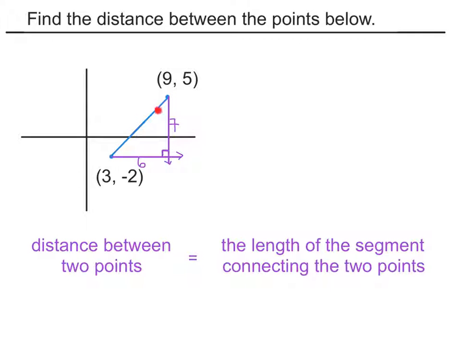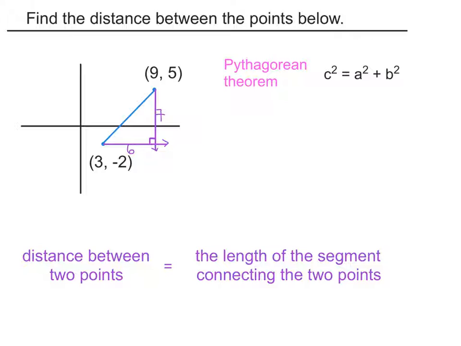I can now use Pythagorean theorem. Nobody forgets Pythagorean theorem. I can use Pythagorean theorem to find this side. Okay, so quick reminder, Pythagorean theorem. Most of you are going to say a squared plus b squared equals c squared. I'm going to put the c squared first because that's the side I want to solve for. This is my side c. So a squared plus b squared equals c squared. Let's go ahead and plug the numbers in.